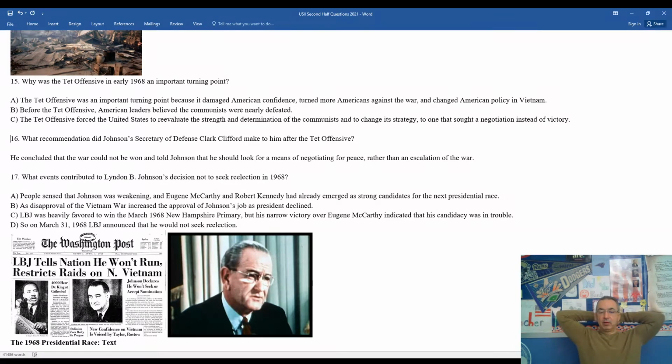But his narrow victory over Eugene McCarthy in the first-in-the-nation primary in New Hampshire indicated that his candidacy was in trouble. So on March 31st, 1968, LBJ announced that he would not seek, nor would he accept, the Democratic nomination to be the nominee of the Democratic Party. And you can see the newspaper headlines. You can see the image there from the announcement that he made.